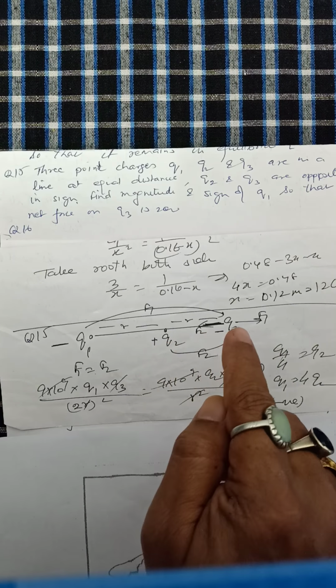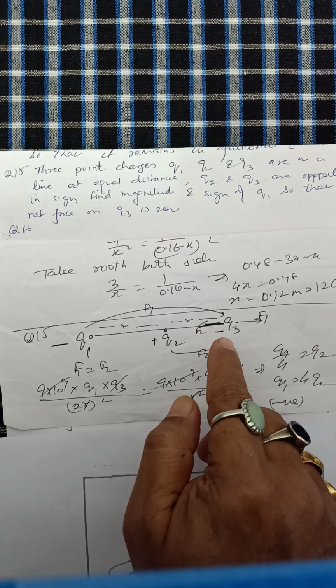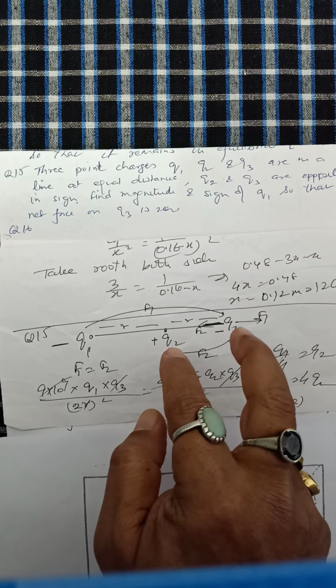Now, Q2 will apply force of attraction on Q3. The question says that force on Q3 should be 0. So Q2 will attract, because it is given that these two are opposite in sign. Now, in order to make the net force on Q3 0, the first charge must repel it. Otherwise, the net force will not be 0. For repulsion between Q1 and Q3, both should have the same sign. So if Q3 is negative, Q1 should be negative. While making the diagram, we come to know that Q1 is negative in sign.